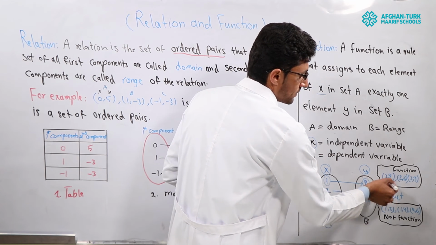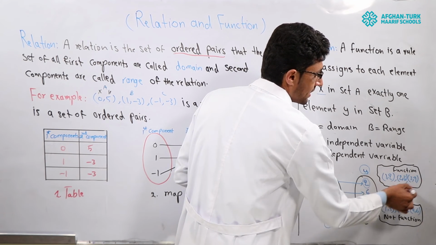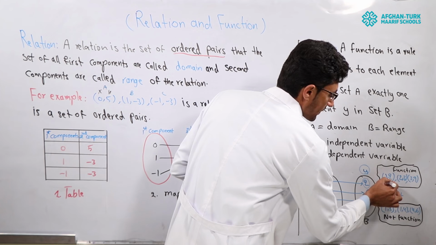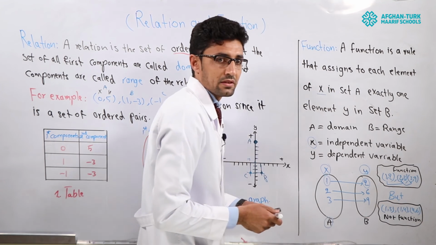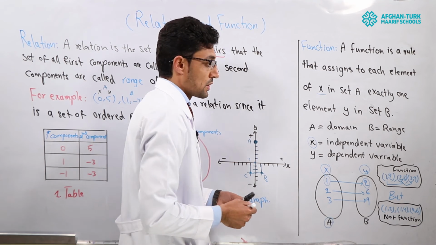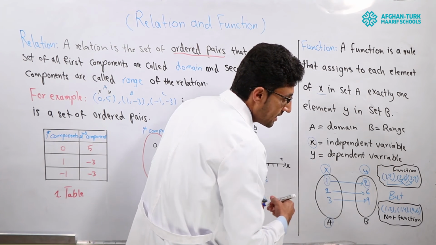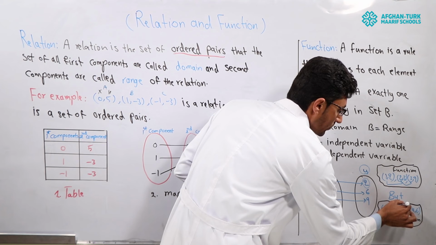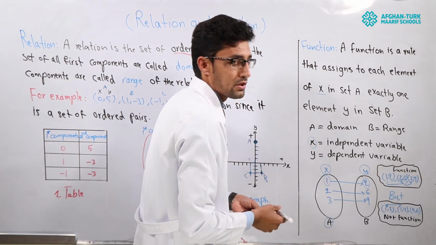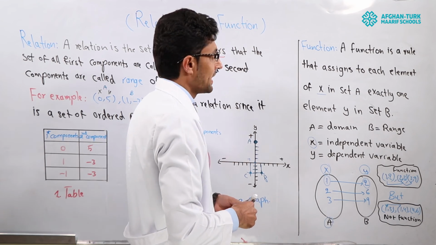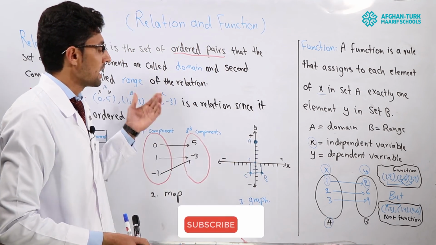Now 1, 2, 2, 6, 3, 9. The first ones we have to see are 1, 2, 3. They are not repeated. So it is a function. But here 1, 1: they are repeated. So it is not a function. That was all about function and relation.